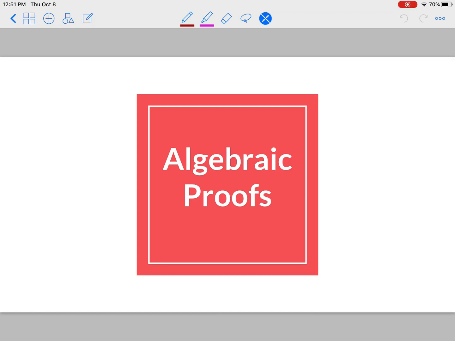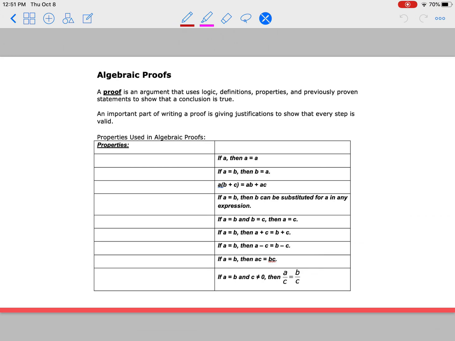Okay, today we're going to look at algebraic proofs, and a proof is just an argument that uses all these different things like definitions and properties and theorems to prove why something is true. And so the important thing that you have to remember here, especially with our algebraic proofs, is you have to justify each step. You can't solve an equation here and do multiple steps in one. You have to show each separate step.